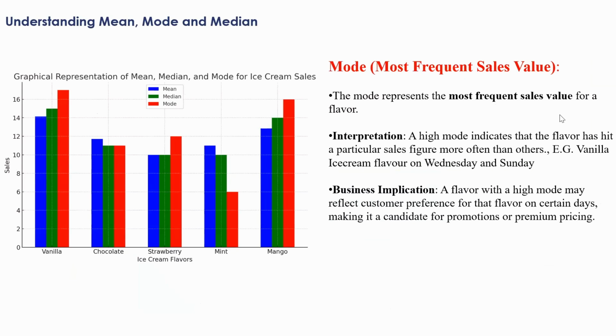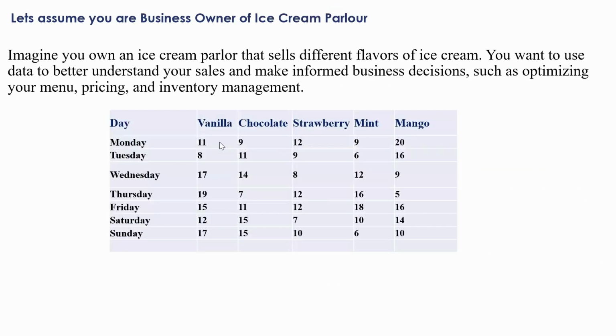Next is mode, most frequent sales volume. So for a particular flavor, what is the most frequent sales value? A high mode indicates that the flavor has hit a particular sales more often than others. For example, vanilla ice cream flavor on Wednesday and Sunday. So if I go to the data set, Wednesday को vanilla and Sunday को 17 हुआ है. Mango Tuesdays and Friday. So as a business owner, can I keep on Wednesdays and Sundays more of vanilla and on Tuesdays and Fridays more of mango? These are the informed decisions we need to take as a business owner.